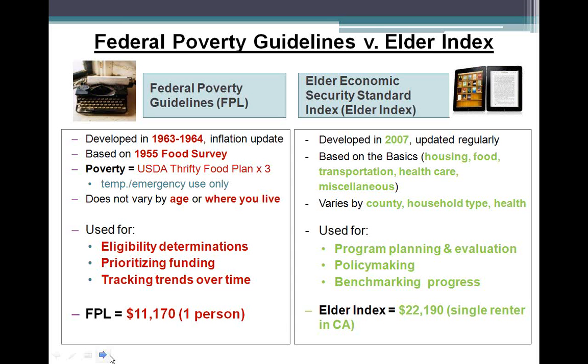So in contrast, in looking at the fact that the federal poverty guidelines, while being used for these very important determinations, are not reflective of the high cost of living in California, we realized that we needed to come up with a metric that addressed all of the problems inherent in the federal poverty guidelines. And that's when the Elder Index, and the idea behind the Elder Index, was born.